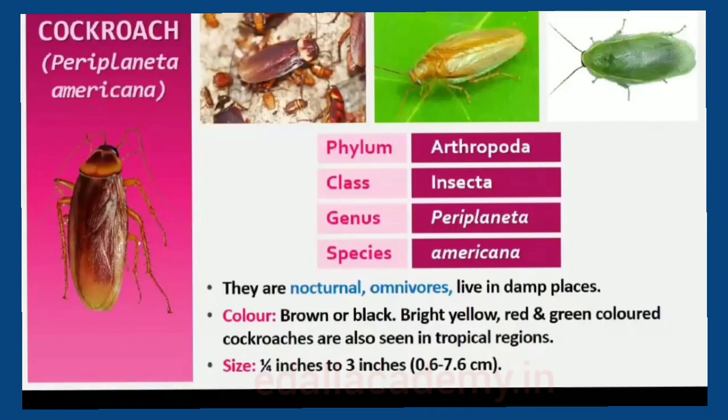Cockroaches are brown or black-bodied animals that are included in class Insecta, phylum Arthropoda. Bright yellow, red and green-colored cockroaches have also been reported in tropical regions. Their size ranges from 1/4 inch to 3 inches, 0.6 to 7.6 centimeters, and they have long antennae, legs and a flat extension of the upper body wall that conceals the head. They are nocturnal omnivores that live in damp places throughout the world. They have become residents of human homes and thus are serious pests and vectors of several diseases.